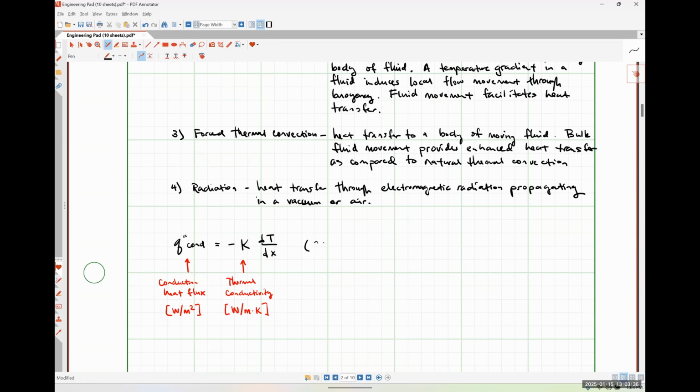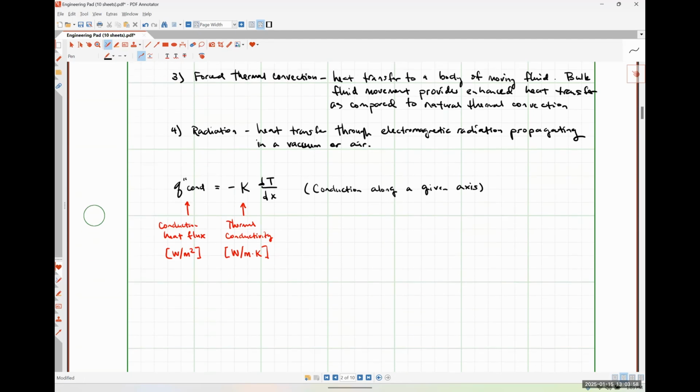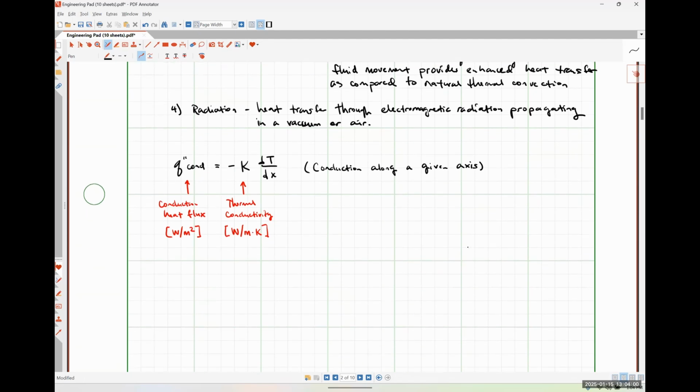So this is our expression for conduction along a given axis. In this case, it would be the x-axis, but we could do dT by dY for y, and so forth. Then we're going to have a separate equation. Sorry, that's the G. It should be a Q. Q double prime CONV for convection heat flux.